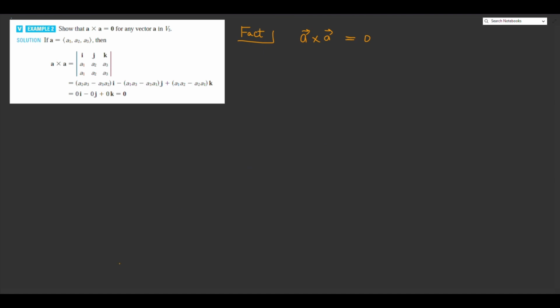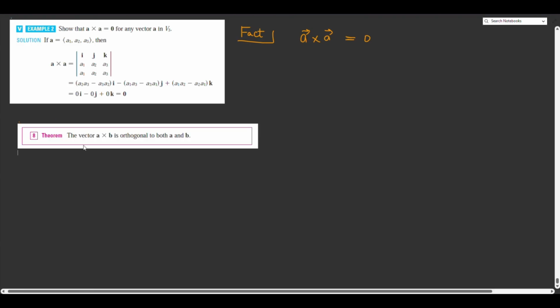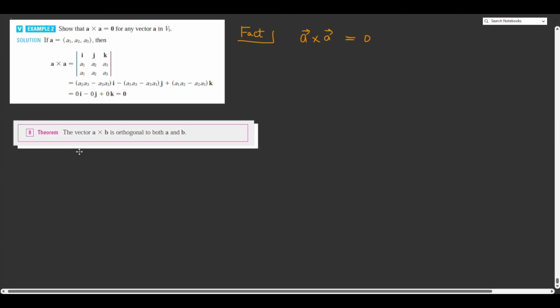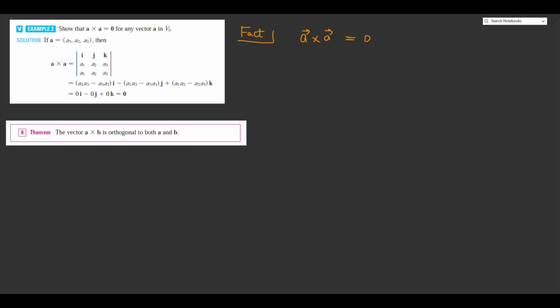We will use this fact later on in the next theorem, or result, which shows that this new vector A cross B is orthogonal to both the vectors A and B. I will show this thing. Maybe you are familiar with this fact from your physics course, but I will explain it here.